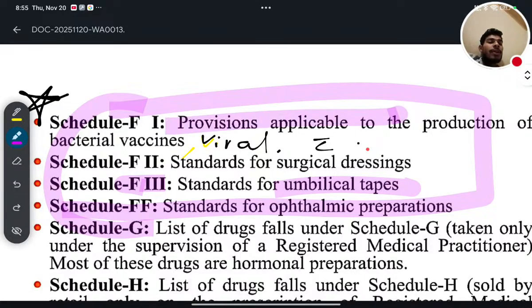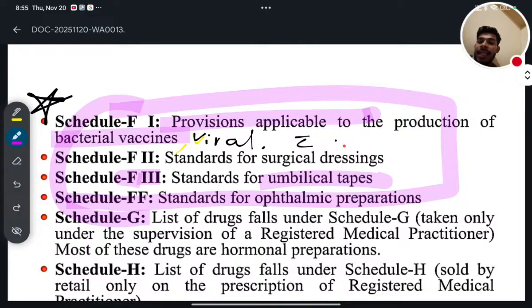F1 is the provision applicable for the production of bacterial vaccine. F2 is for surgical dressing. F3 is for umbilical tapes, and FF is for ophthalmic preparation.